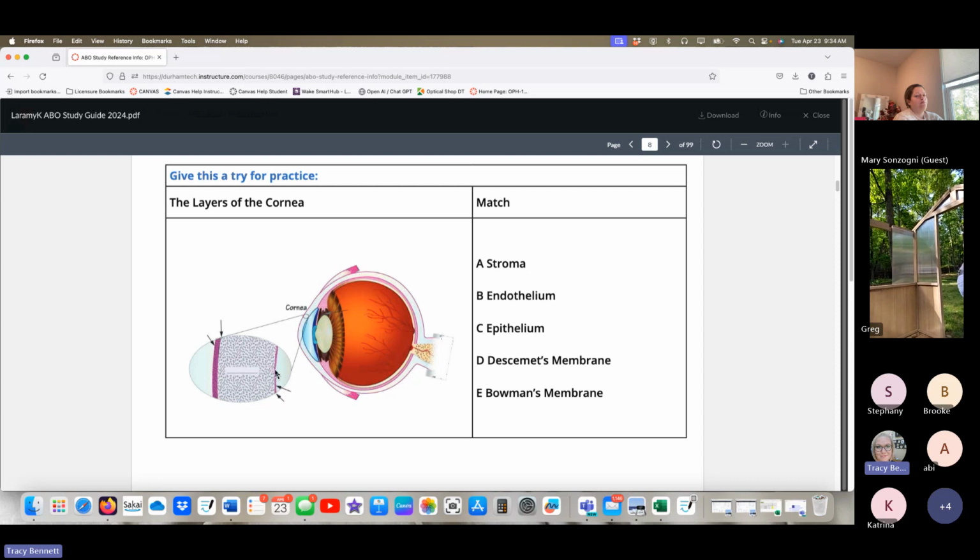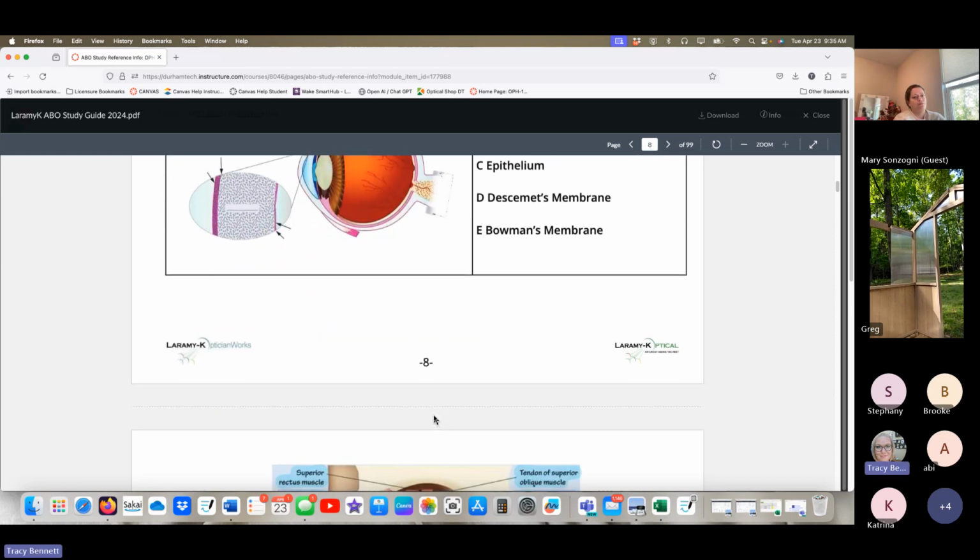The inside, this single layer. Endothelium. All right. And what's the limiting membrane between the epithelium and the stroma? Bowman's first. Bowman's, right? Bowman's. And then we got the stroma to the epithelium. What's the membrane that limits those two? Descemet's. Very good.